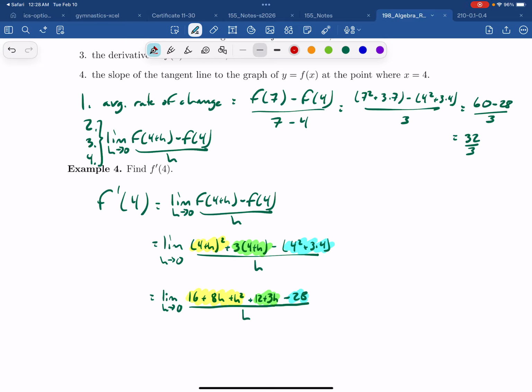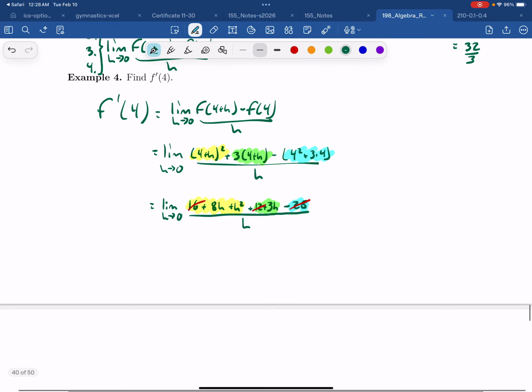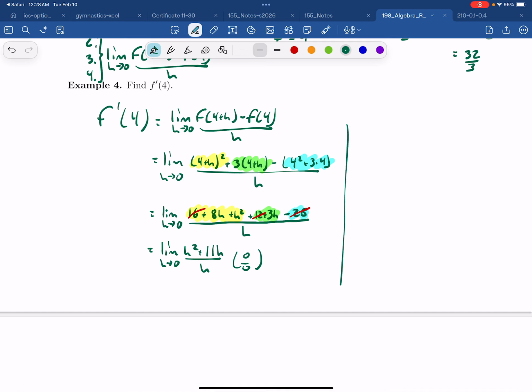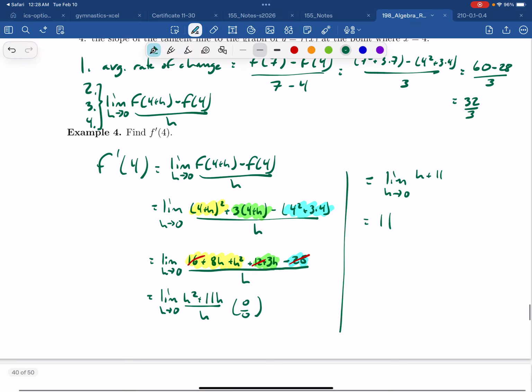One thing to note is, sure enough, the 28 cancels with the 12 and the 16. Again, it always works that way. It's very nice. So we're left with the limit as h approaches 0 of h squared plus 11h all over h. Of course, this gives us 0 over 0. So we just factor stuff out, and we get the limit as h approaches 0 of h plus 11, which equals 11. And that's our answer.